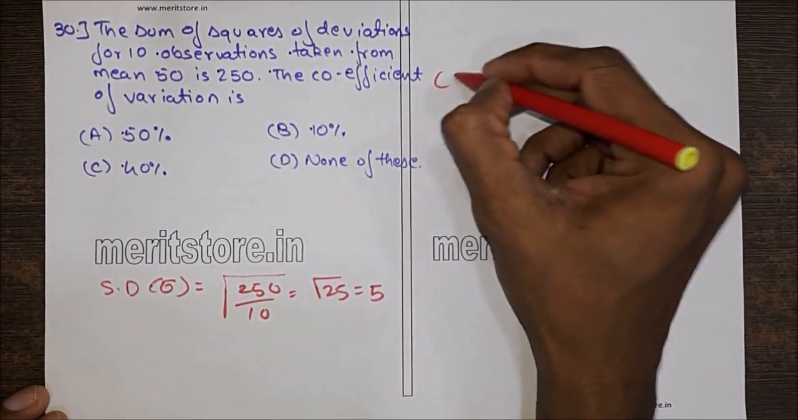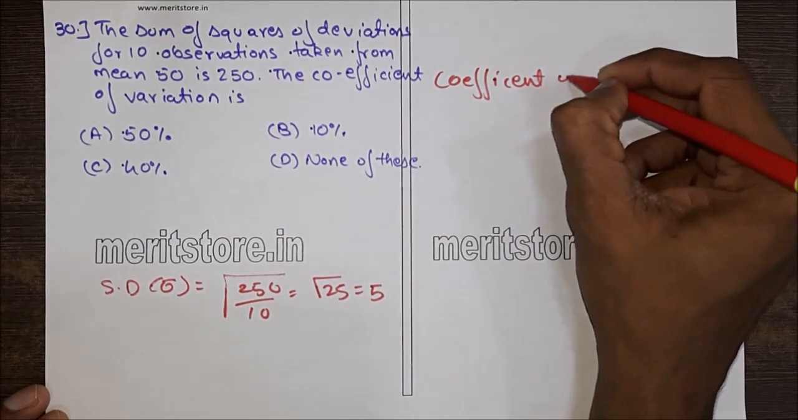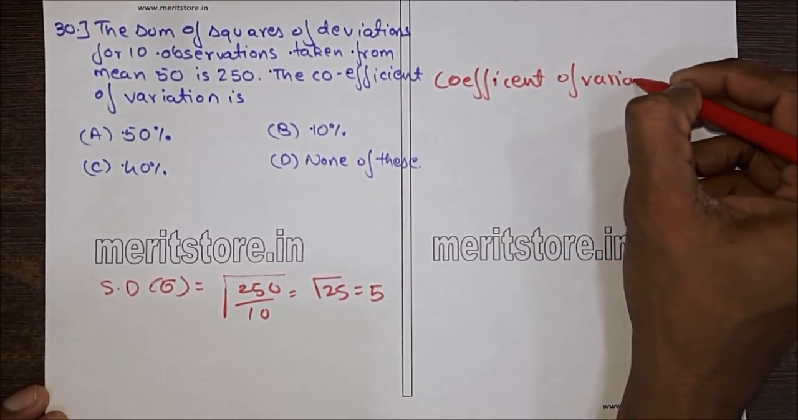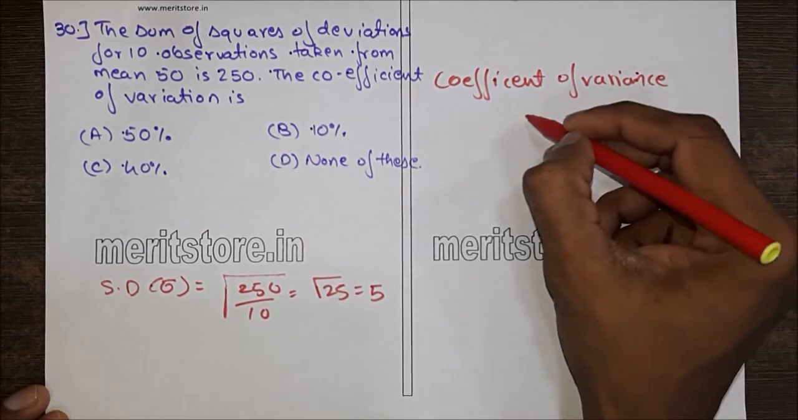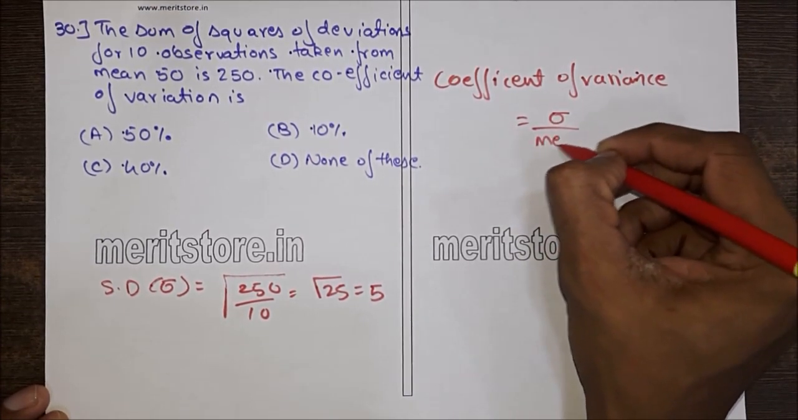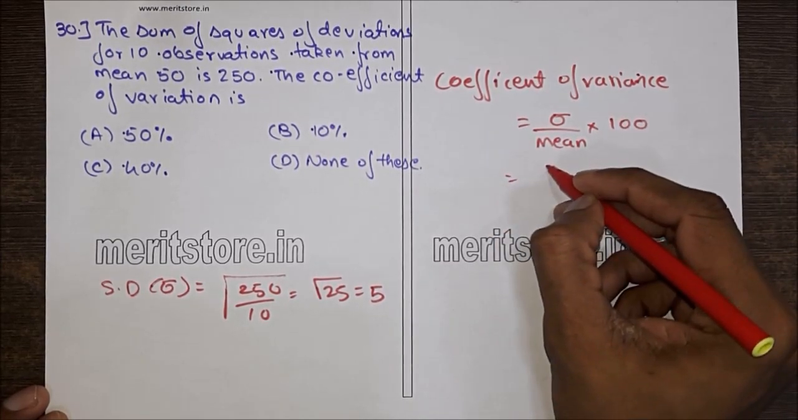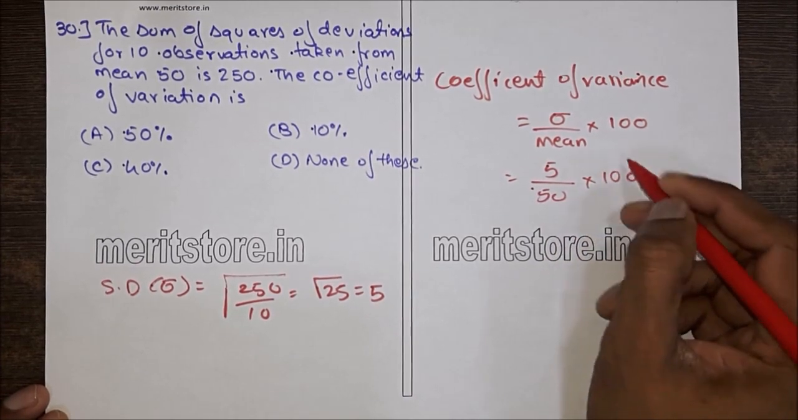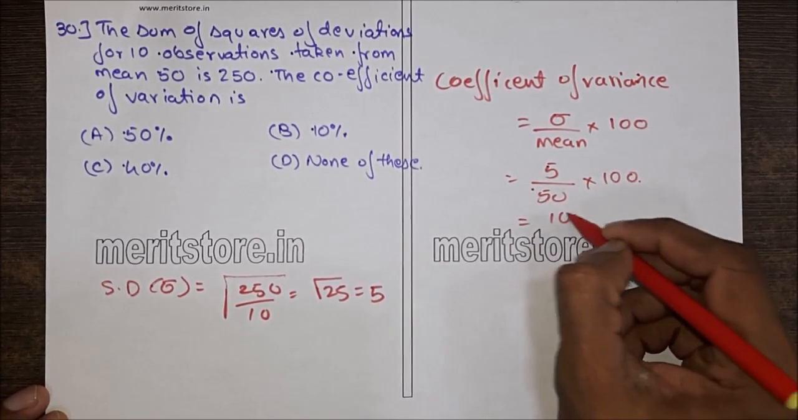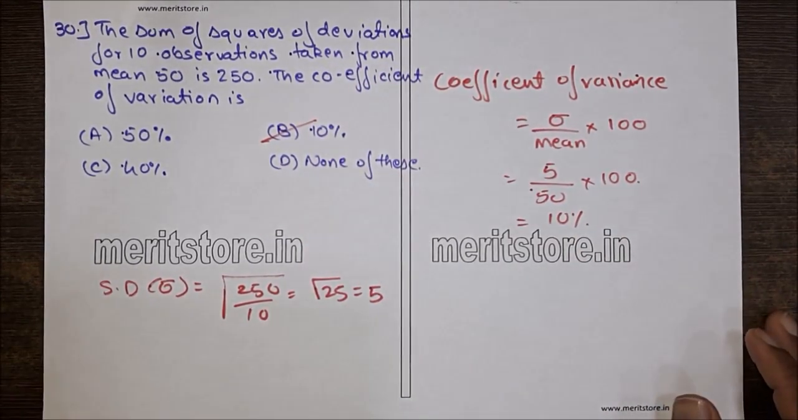Hence the coefficient of variation is equal to sigma upon mean into 100, that is, we have 5 upon mean 50 into 100. Solving this, we get 10%, which is our option B. Therefore, option B is the correct answer.